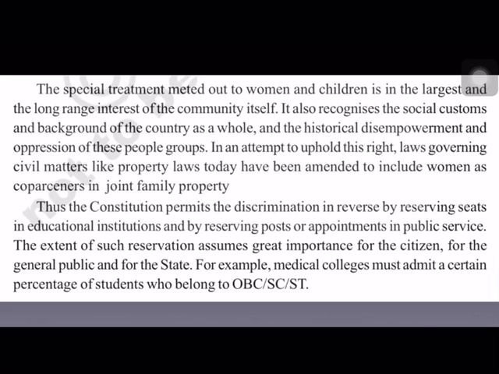This means the Constitution allows discrimination in reverse. On one side, the Constitution says that the government should not show any discrimination. But on the other hand, the Constitution allows discrimination in reverse by reserving some seats in educational institutions and also reserving some posts or jobs in the public sector. The Constitution is allowing discrimination in reverse. A certain number of seats are reserved for OBC, SC, ST in medical colleges. All these are examples of exceptions.